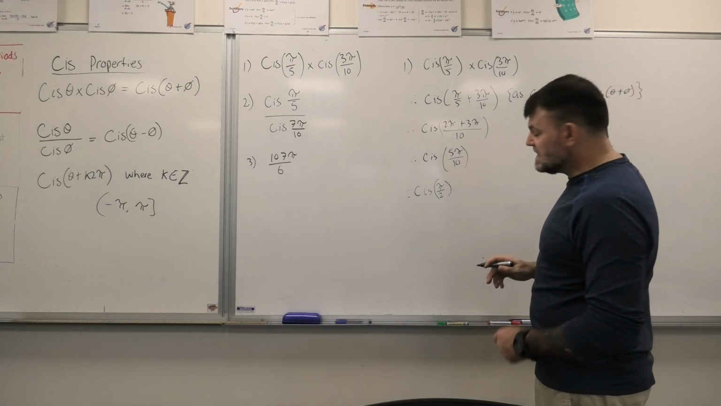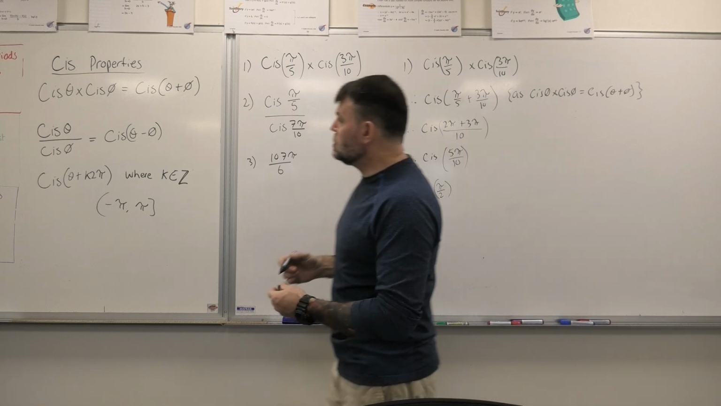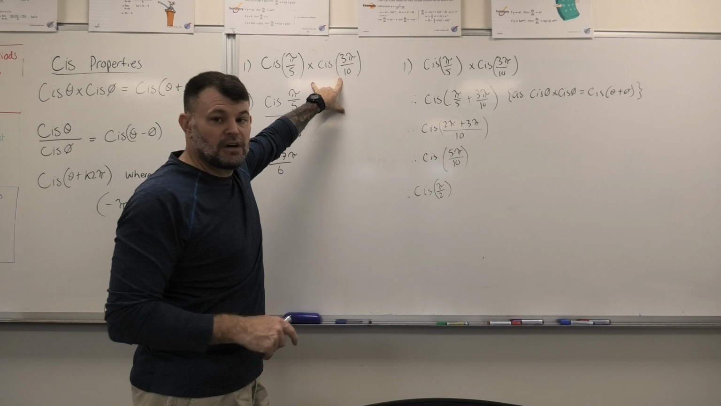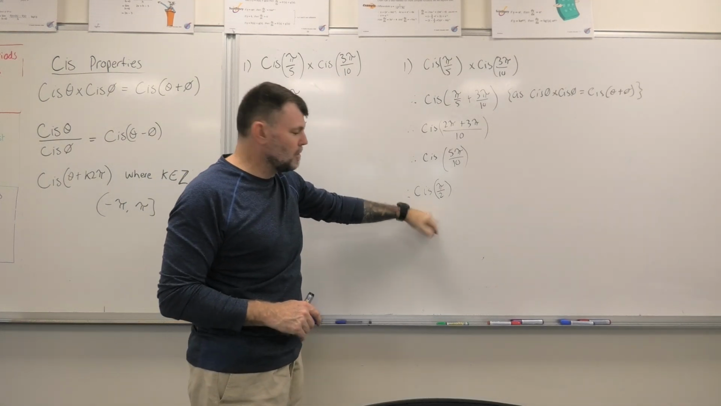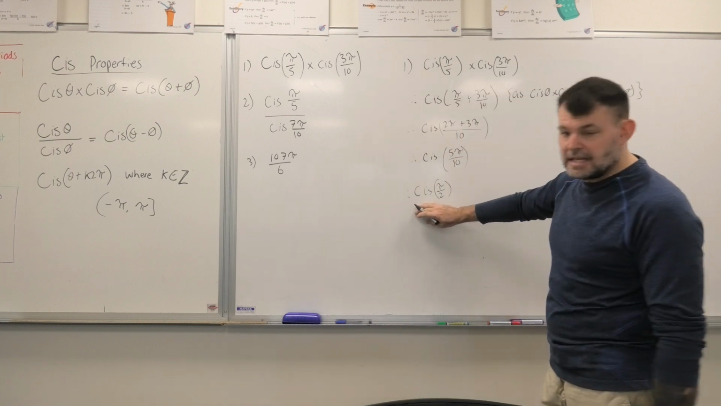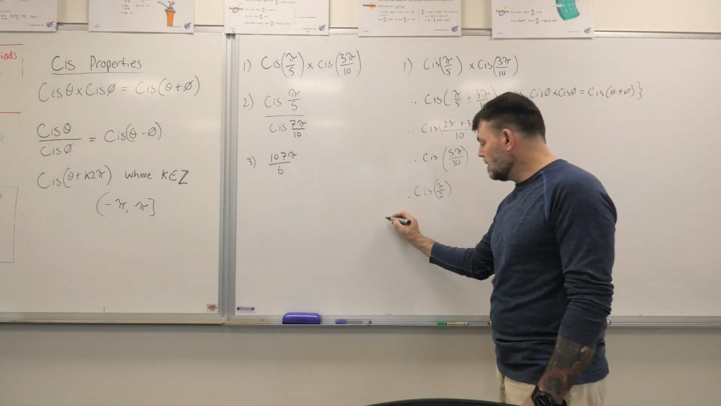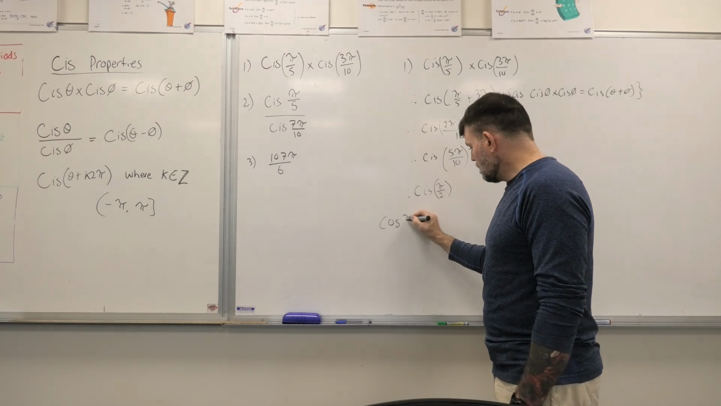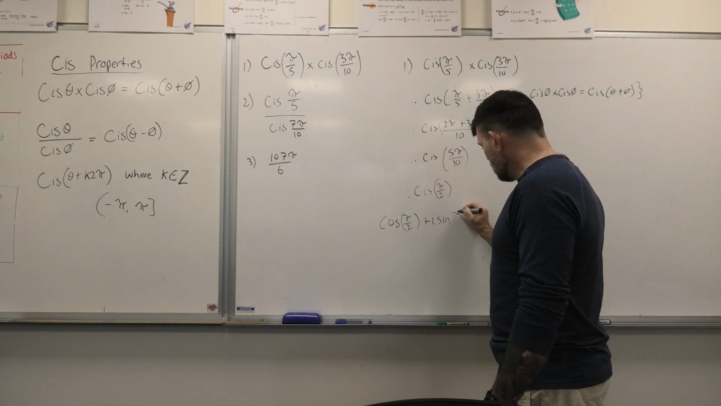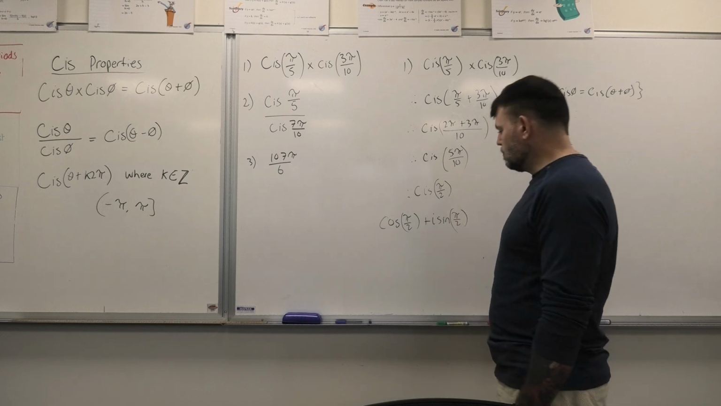Once we get CIS pi on 2, we haven't finished yet, because we want to break this down to get our Cartesian point. What is CIS pi on 2 equal to? So we now expand CIS. Remember what CIS stood for? Cosine pi on 2 plus i sine pi on 2.